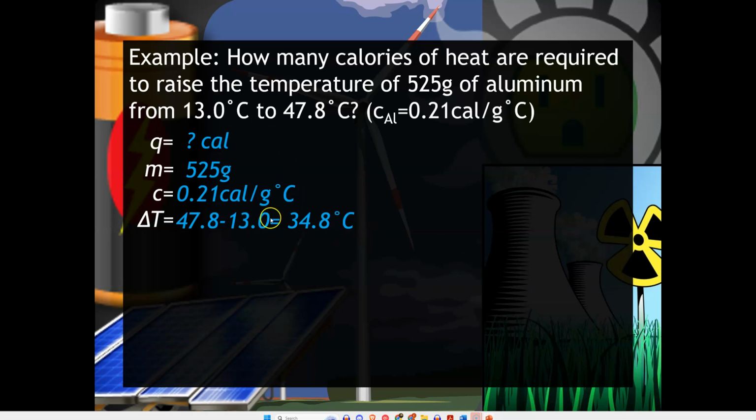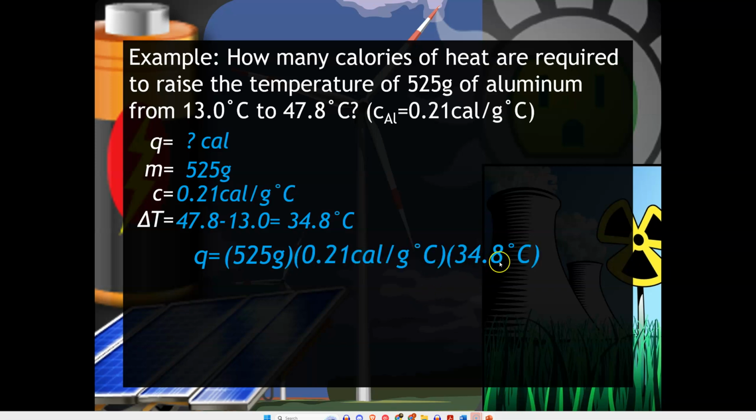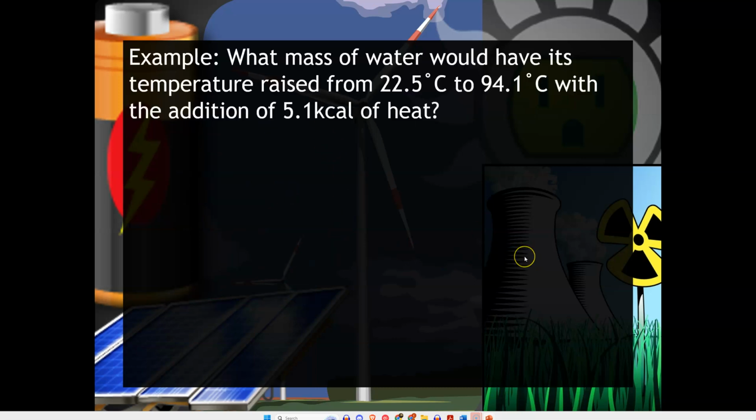If you notice carefully, it's basically just applying it to our equation. So 525 times 0.21 times 34.8 gives us 33,800 calories. That's going to be our answer for this question. We want to understand how that number comes out. It seems like a lot of energy because we want to go up quite a bit.